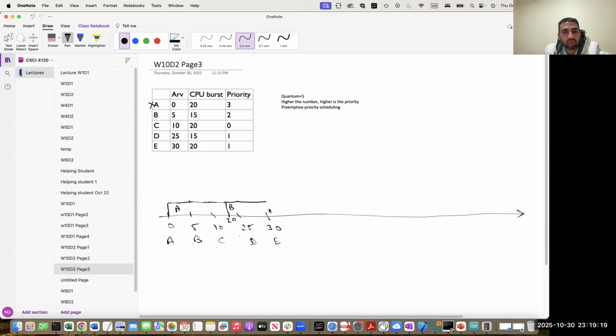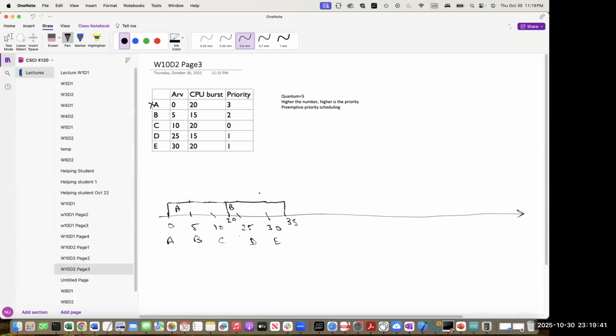Now let's continue. We said we allow B to continue until 30, and at 30 E becomes ready. Who is ready now? B, C, D, and E. B still has the highest priority, so we allow it to continue. What is the total burst time of B? 15. It started at 20, so it completes at 35. We are done with B.